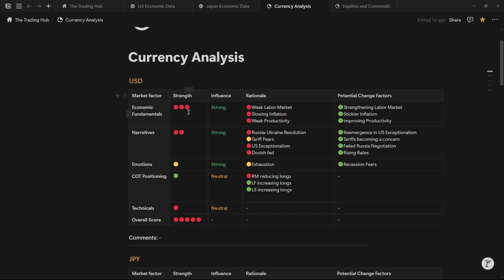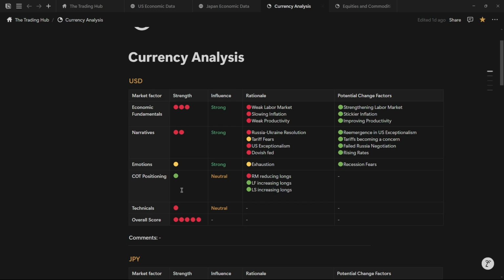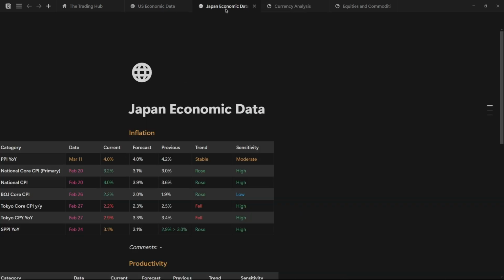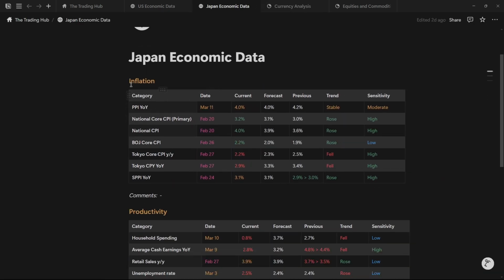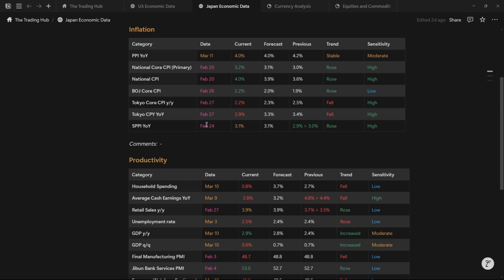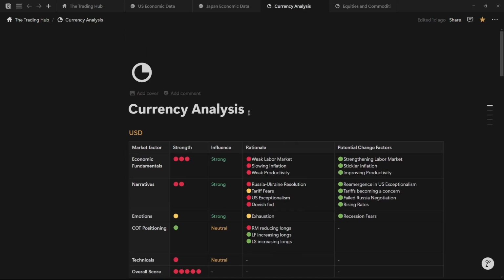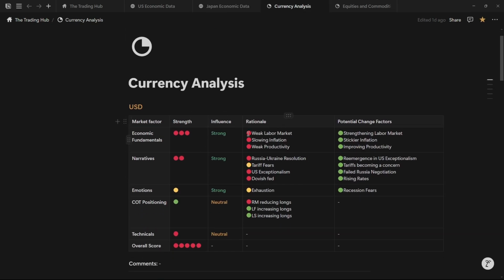So you need to look at the economics of whatever currency you're trading. Here we have the yen, and I have Japan's economic data. It's similar. So you have inflation and productivity. I actually put the labor market inside productivity here, but it's the same thing. So you look at the different sectors of an economy to decide the strength of an economy, and that can influence the price of a currency. So that's factor number one.